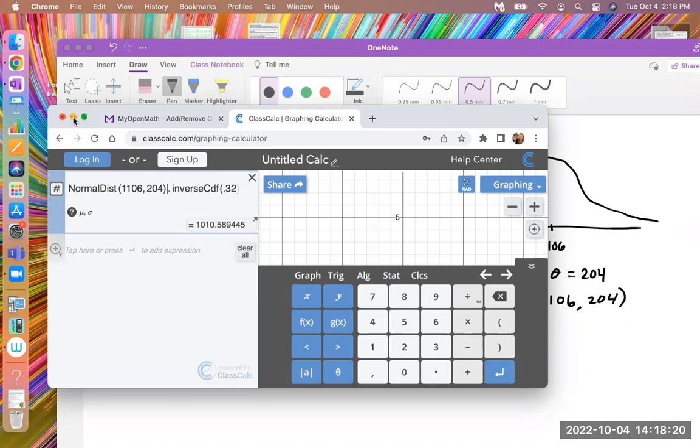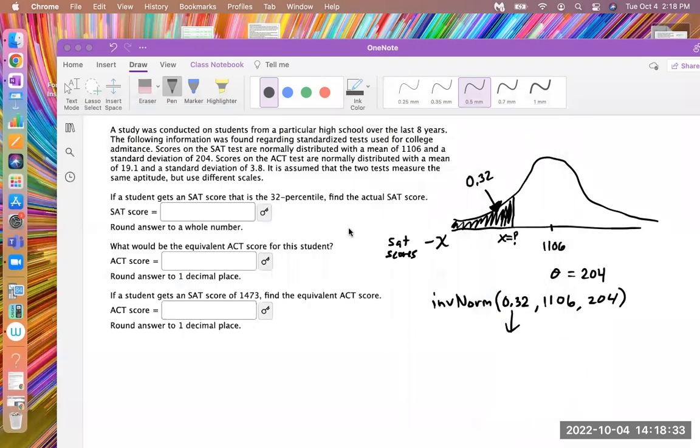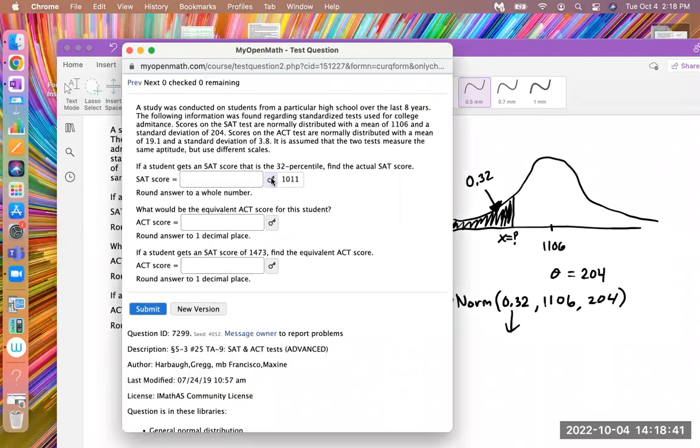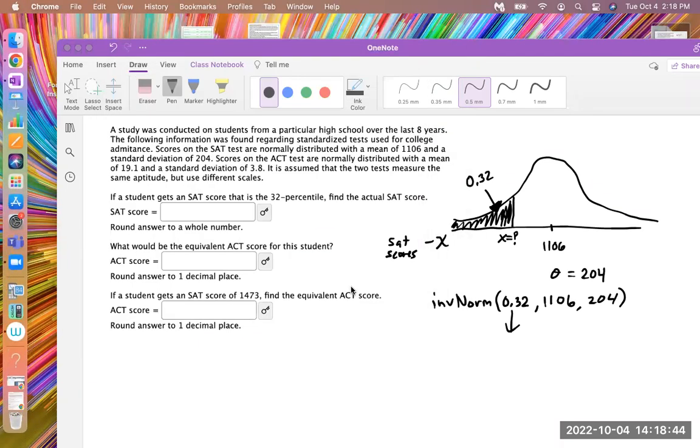So the answer, the test score such that 32% of the test scores are less than that, is 1011. It says round to the whole number, so let's just double check it. 1011 is what we want there. Then they ask, what would be the equivalent ACT score for this student?